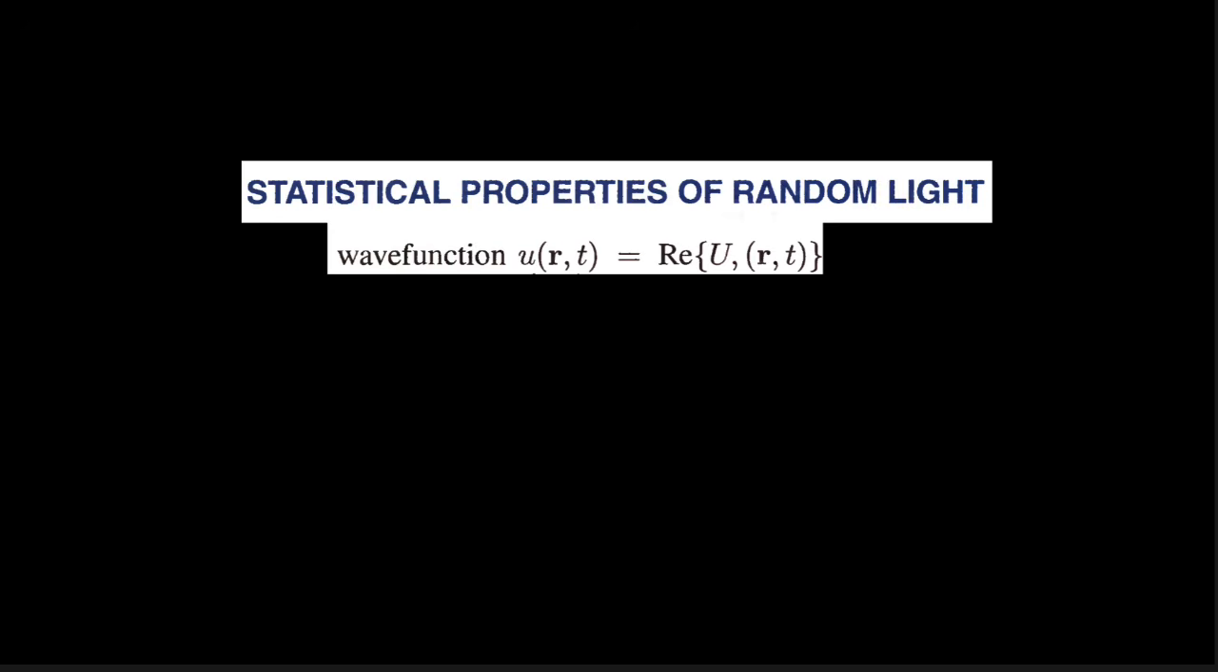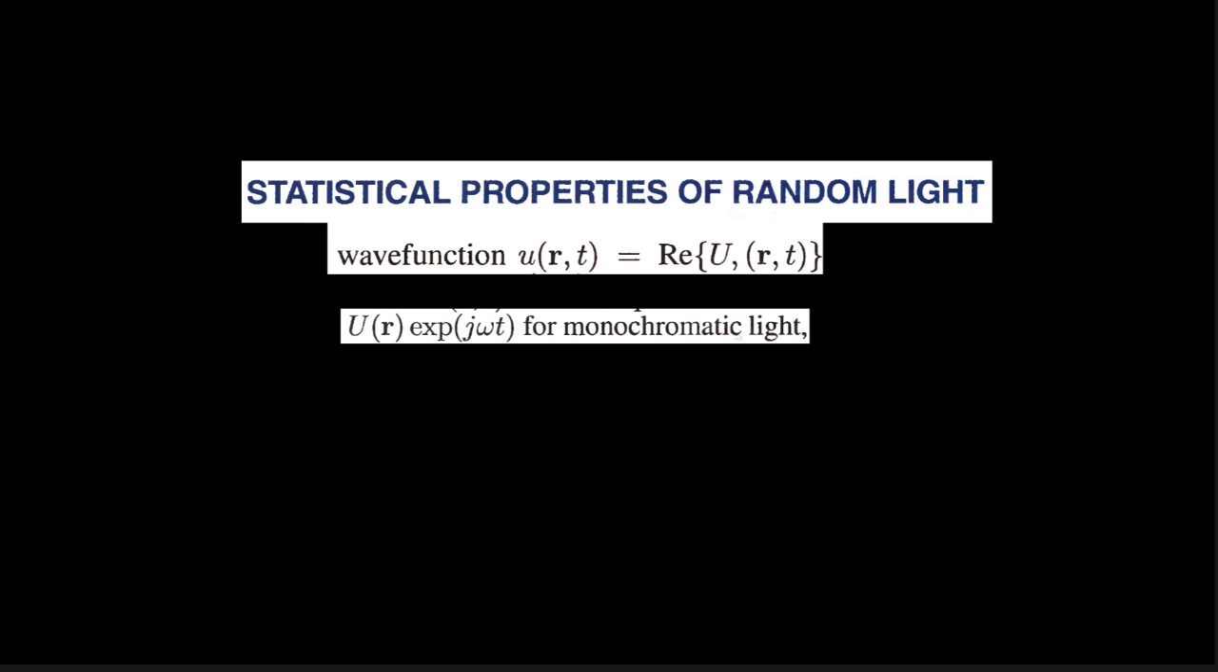We're going to get started with this so-called wave function, where I am associating it with a small u, which is a function of r comma t, where r is the spatial coordinate, a generalized spatial coordinate, and t is the time coordinate. This particular wave function is essentially representing the real part of the amplitude function capital U, which is again a function of the spatial and temporal coordinates.